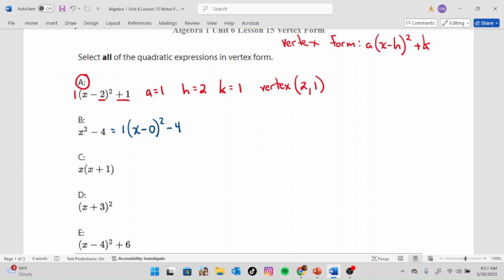So now, if you just rewrite it like this, it's easier to see that a is going to be 1, h is going to be 0, and k is going to be negative 4. And my vertex would be at 0, negative 4. So B is, in fact, in vertex form, even if it didn't initially look like it.